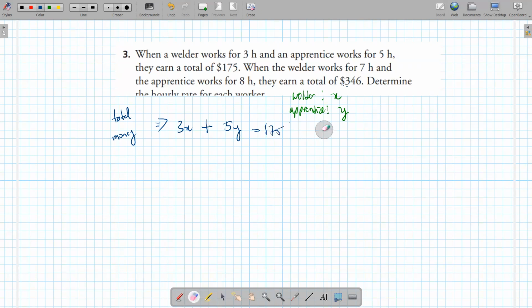The second equation, also the information they've given us is the exact same thing. It's again a total money equation. What's the second equation? 7x plus 8y. Yeah, 7x plus 8y is equal to 346. And that's it. Once you have the equation, things become kind of simple. What's the LCD between 3 and 7?